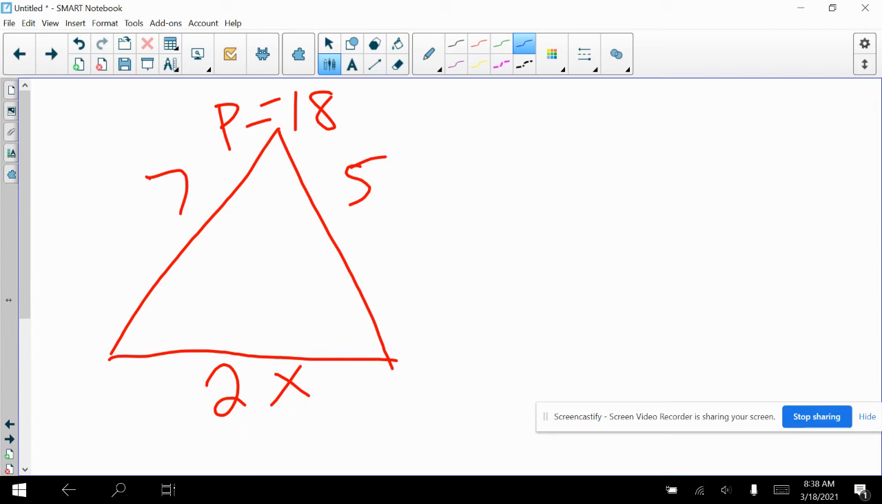What do you have to know first before you even begin the problem, Cohen? Yeah, how to find what? You gotta know how to find perimeter.